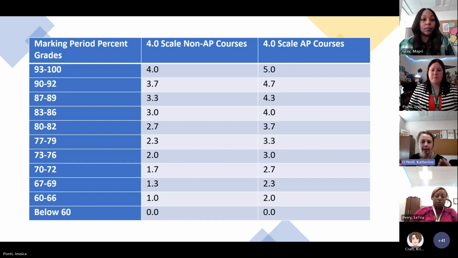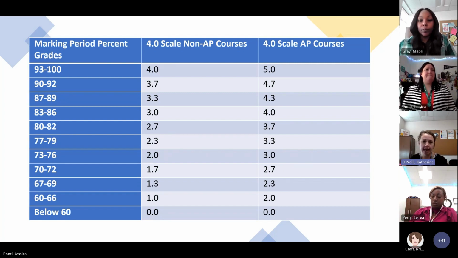On the right-hand column, you will see the 4.0 scale for the AP courses. As Ms. Ponte said earlier, those courses are weighted higher. So if you earn a 93% to a 100%, you will earn a 5.0 GPA point for the AP course. Okay, so if you need to know more information about your cumulative GPA, current GPA, and how it's calculated based on the percentages, this is a scale that you can use.